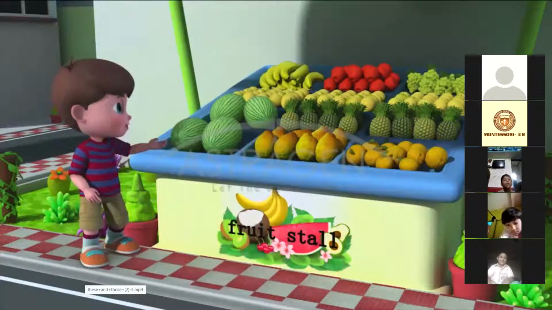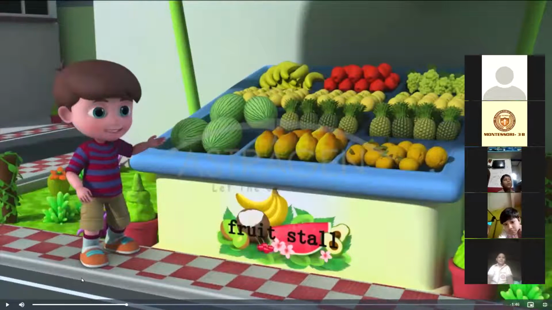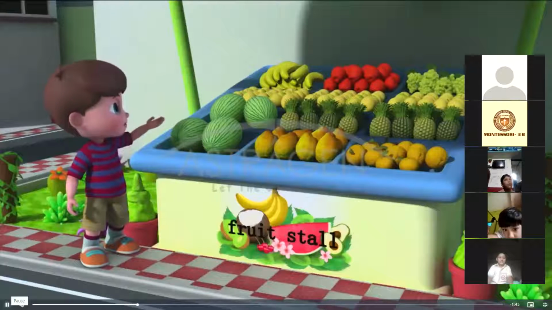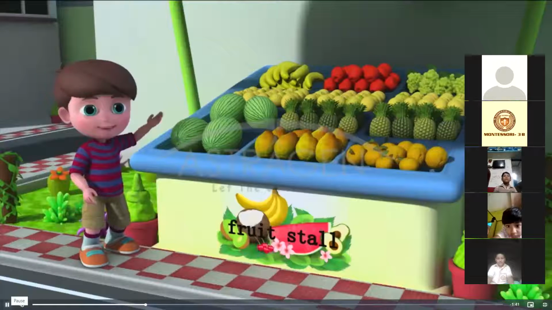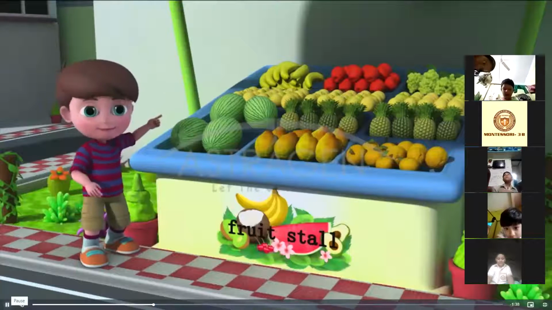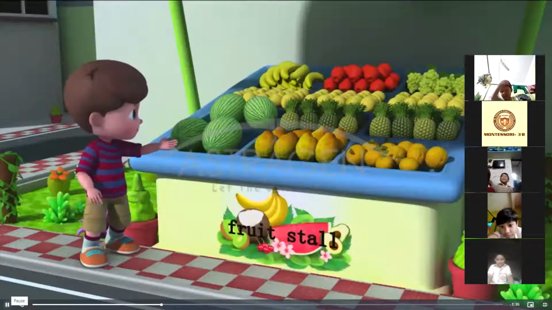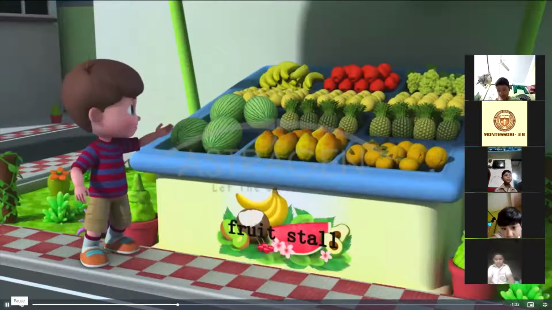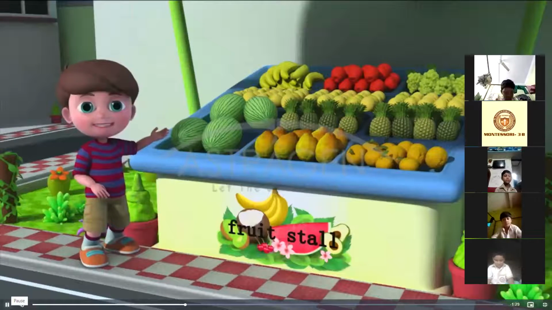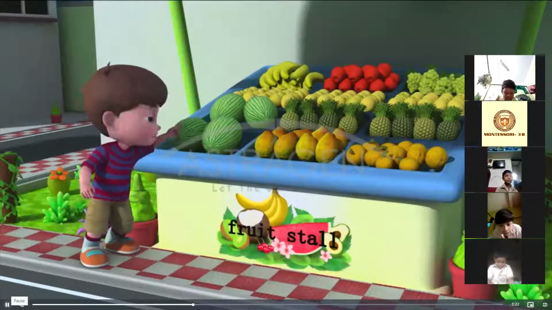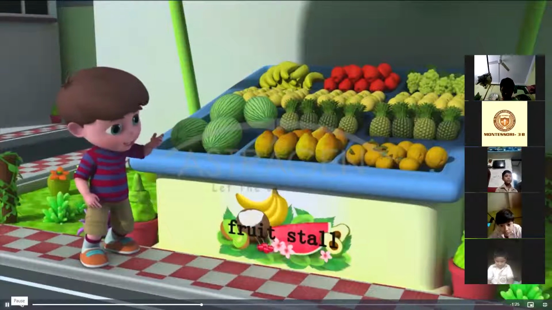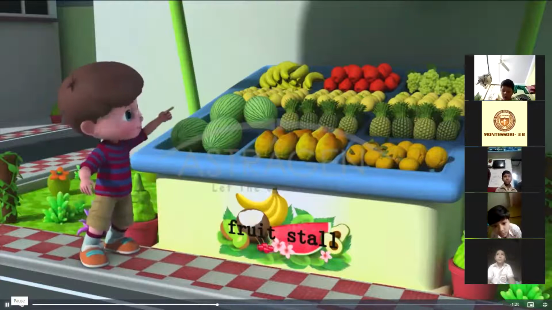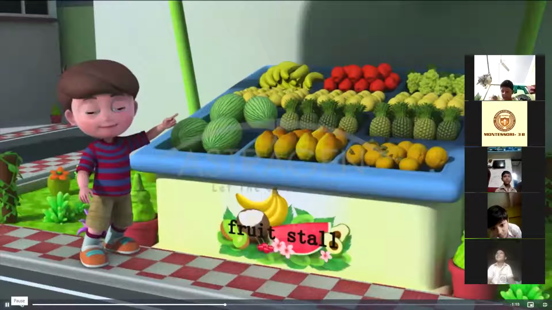These are mangoes. Those are bananas. Those are apples. Those are grapes. These are watermelons. These are papayas. Those are oranges. Those are pineapples.